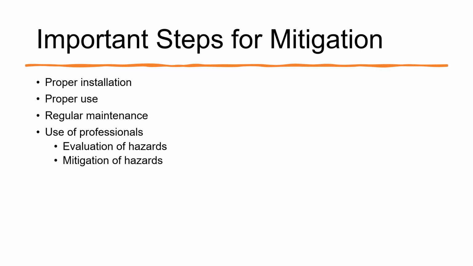So as I mentioned at the beginning of the lecture, this is not an exhaustive list by any means of residential environmental hazards. However, as you may be able to tell, there are two common themes with all residential environmental hazards, and that is the proper installation, maintenance, and use of items in the home that can cause hazards, as well as the use of professionals to both evaluate the hazards and mitigate the hazards.